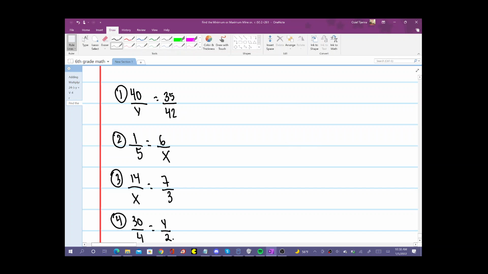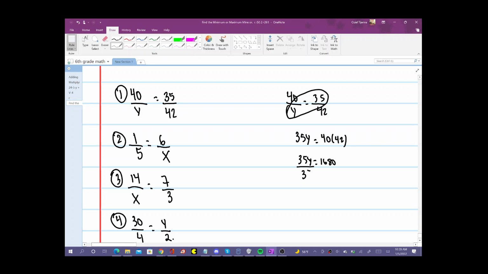So if we write it down, 40 over y equals 35 over 42. We get 35y equals 40 times 42. If I grab my calculator, I can simplify 40 times 42. So that's 35y equals 1680. Then you divide both sides by 35 and you get 48.